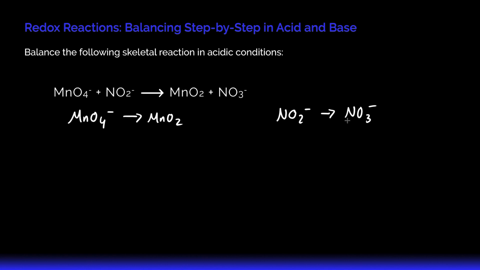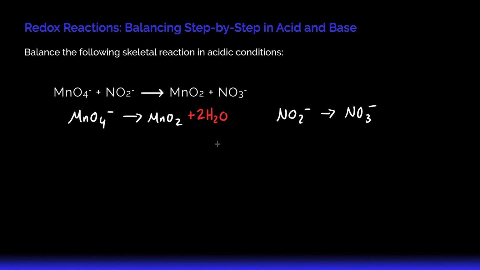So this is where we jump in and we begin our steps in order to balance this reaction in an acidic solution. So the first thing that we're going to do is we're going to balance the oxygens. And the way we're going to balance the oxygens is we're going to add a water for every oxygen that's missing on one of the sides. So here you see you have 4 oxygens on the left, 2 oxygens on the right. And so what I'm going to do is I'm going to add 2 waters to the right side of the equation.